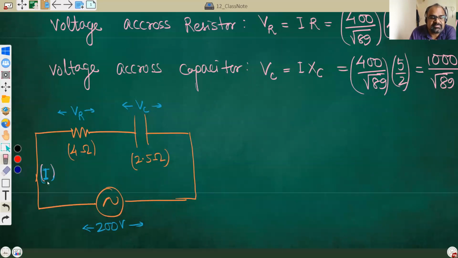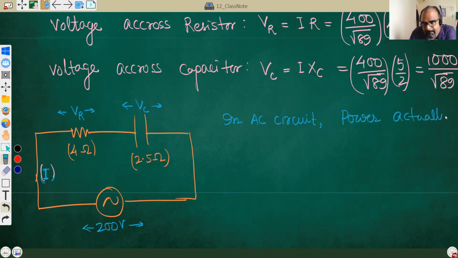Since in any AC circuit, on an average, when we say find power, we mean to say find average power. In AC circuit, power actually means average power. Okay, always power means average power.